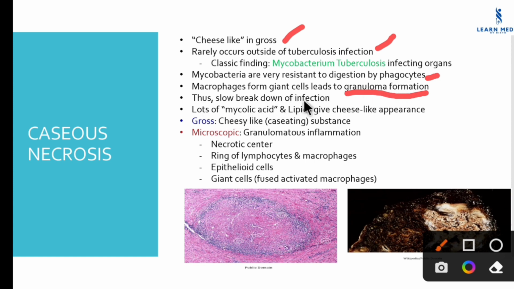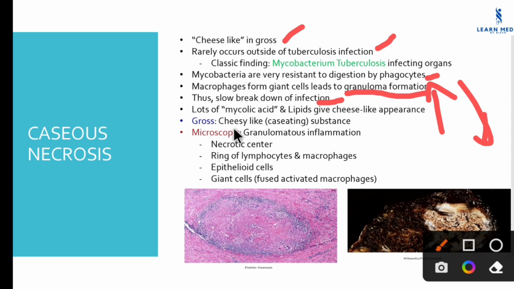This slowly breaks down the infection. The infection is going high, but the resistance against the infection is going down. So the infection is high because of Mycobacterium tuberculosis. The loads of mycolic acid and lipid give the cheese-like appearance.